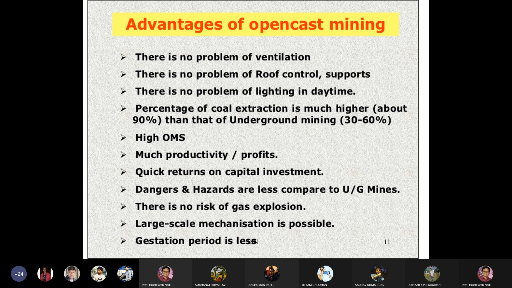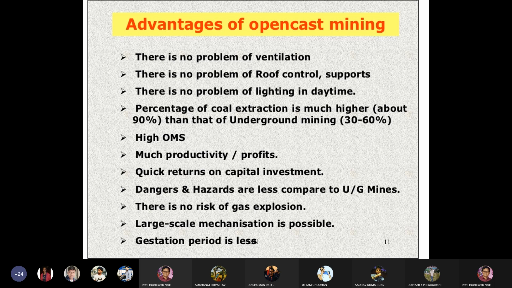There is no problem of ventilation. As I have told, if you are going for underground mining, you have to ventilate. You have to supply fresh air to the working faces. But in the case of open cast mining, there is no need of ventilation. Fresh air is plentifully available, freely available.